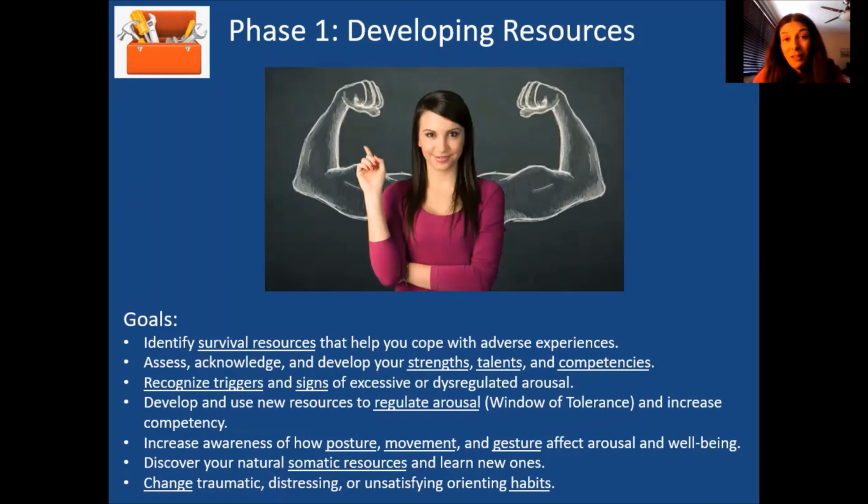Here, there's other things that we teach you, okay? So here's some of the stuff that we're gonna be going over in the next section, okay? So the developing resources is gonna be about identifying the survival resources that currently help us cope with adverse experiences.